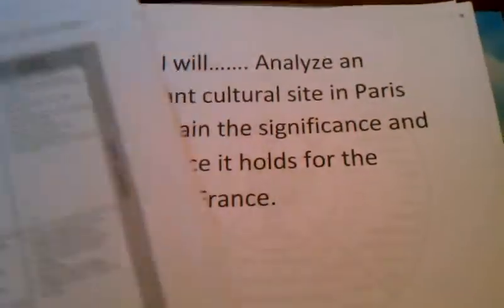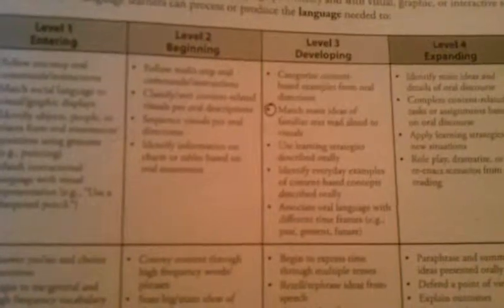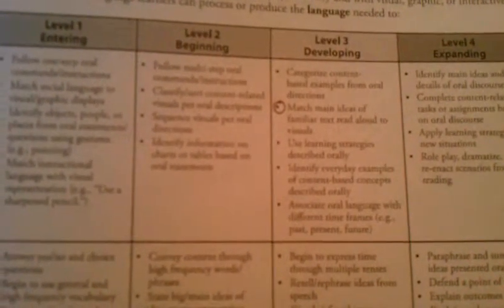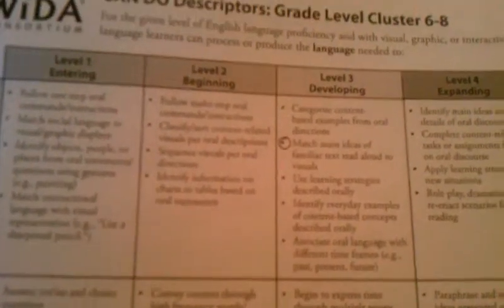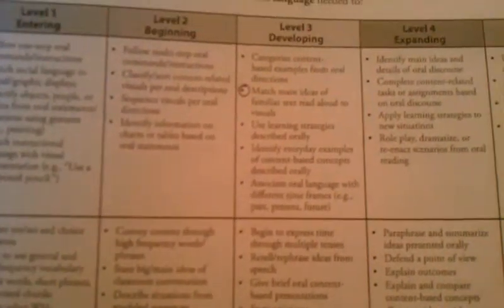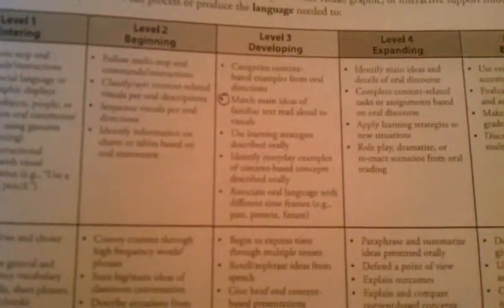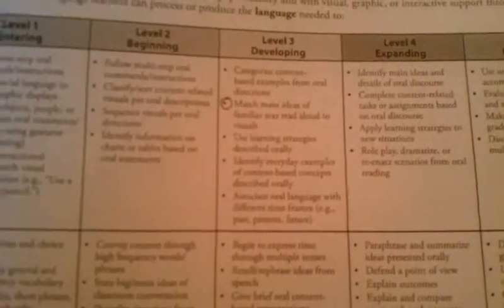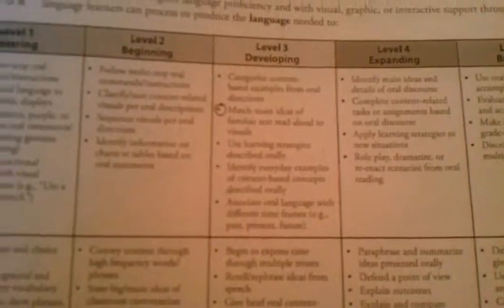So if we look at the listening score, you can see at a level 3, he should be able to match main ideas of familiar text read aloud to visuals. So basically what I had him do is he watched the video like the rest of the class, and he should have been able to pull the main idea out of it. What did I want them to do? They knew ahead of time that they were to analyze it for culture and why it was important to the people of Paris, so he should have been able to pull that out of the film.